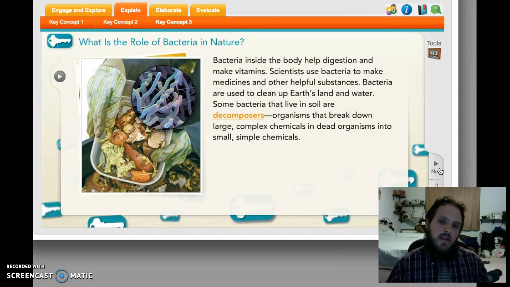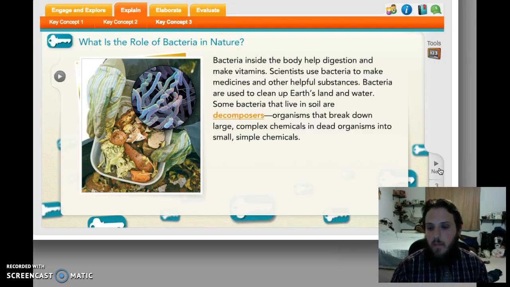There are bacteria inside your body that help break down different things and can make vitamins out of your food that you can use. So they're more symbiotic. They help you, and you feed them, they help you. Scientists use some bacteria to make medicines and other things we use. Bacteria are used to clean up land and water. Well, they're not just used to, they do it.